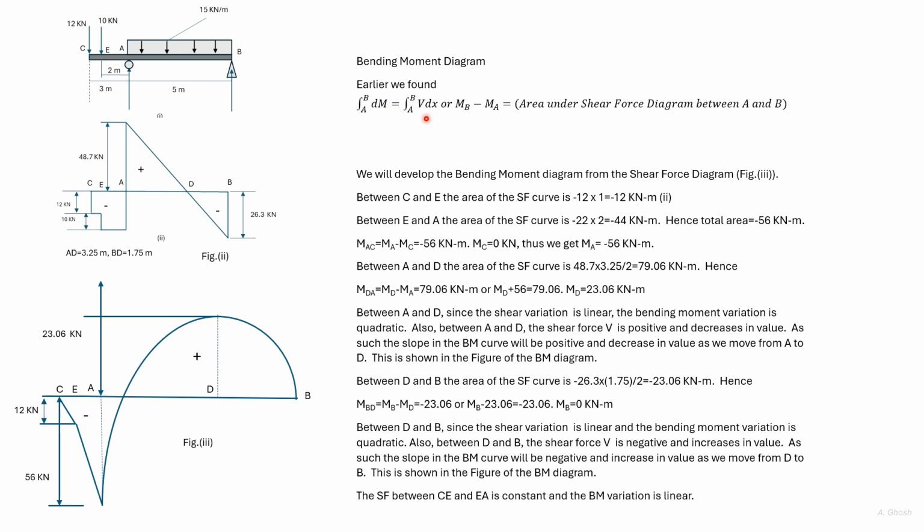We again use this equation, so MBD is MB minus MD, which is equal to minus 23.06. Now MD is 23.06, which gives us MB is equal to 0. So here we have developed the whole bending moment diagram.